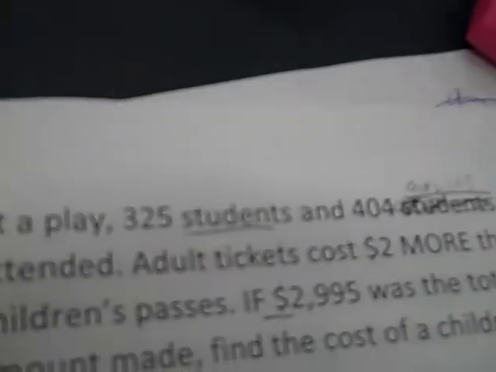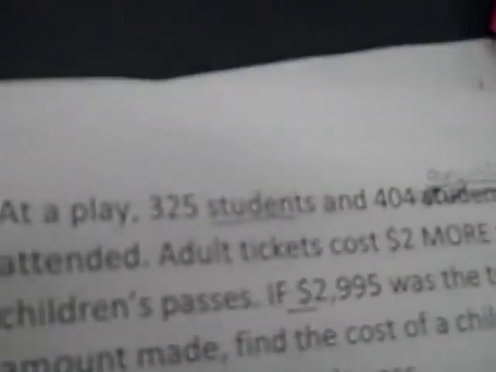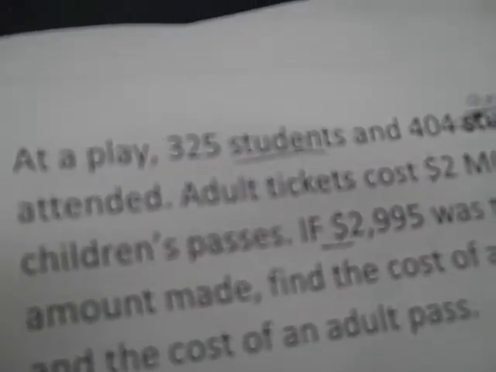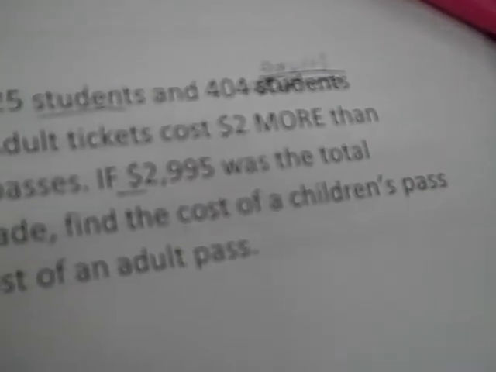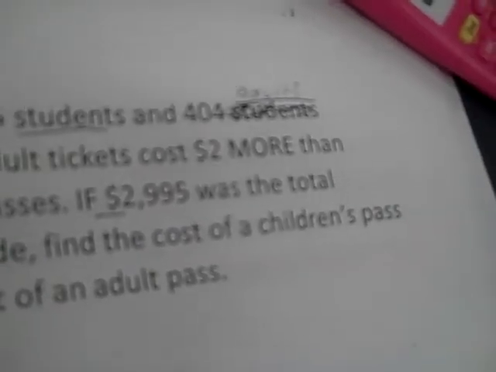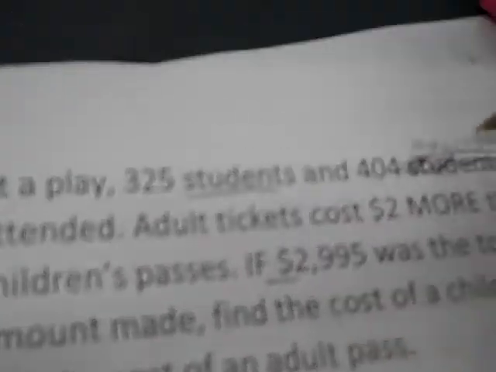Okay, next problem. At a play, 325 students and 404 adults attended. Adult tickets cost $2 more than children's passes. $2,995 was the total amount made. Find the cost of a children's pass and the cost of an adult pass. So there they are, 3 units: students, adults, and money. That is underlined. So that's 3 units.